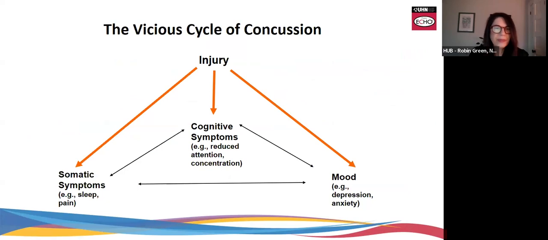Now that you've heard about the various symptoms, we want to introduce this concept, the vicious cycle of concussion. What is important to know is that these somatic, cognitive, and mental health symptoms can affect one another. Somatic symptoms like sleep problems or pain can cause or exacerbate cognitive symptoms like reduced attention. This can in turn cause symptoms of anxiety and depression, and those in turn can worsen somatic symptoms like sleep.